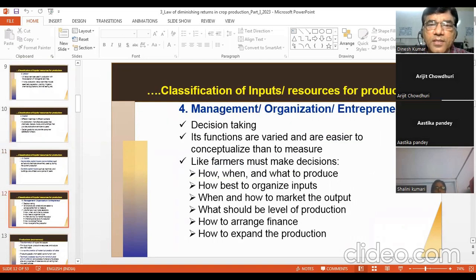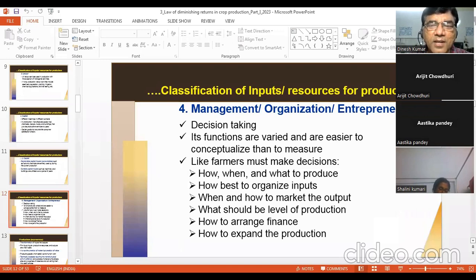The fourth one is your management, organization, or entrepreneur. Of course, the decision making is the part of management, the farmer or the producer or the grower. Its functions are varied and easier to conceptualize than to measure. So what decisions are made by farmers or producers? They are part of management. It gets the profit and it also bears the risk. It also bears the losses.